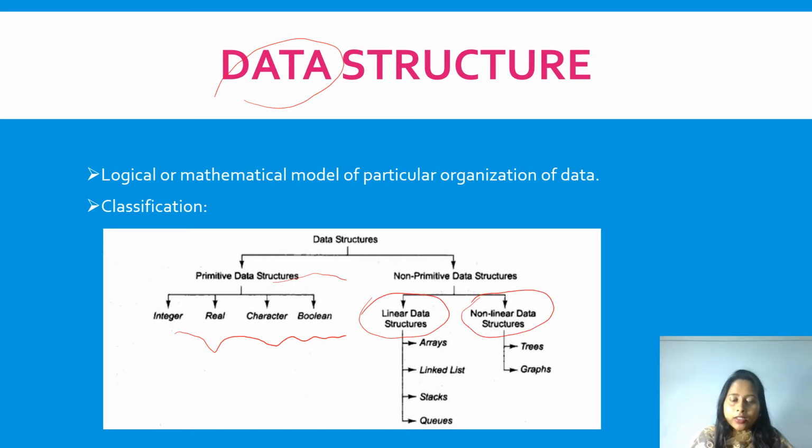In linear data structure, the elements of data are arranged in a sequential fashion, that is, in linear order, and in non-linear data structure the elements are not arranged in a sequential fashion. Linear data structures are further classified into the following types: first is array, second is linked list, third is stacks, and fourth is queue. And non-linear data structures are further classified into trees and graphs. In this video we will understand all these linear and non-linear data structures one by one.